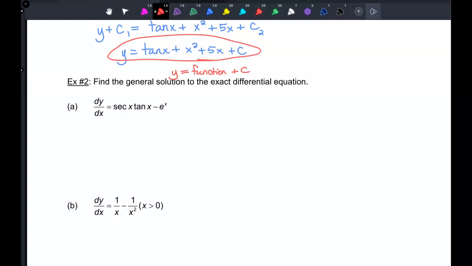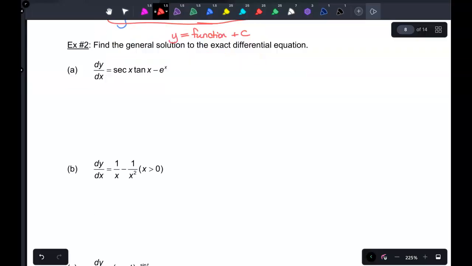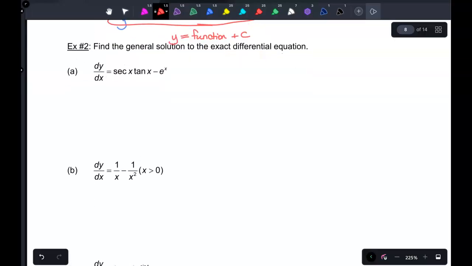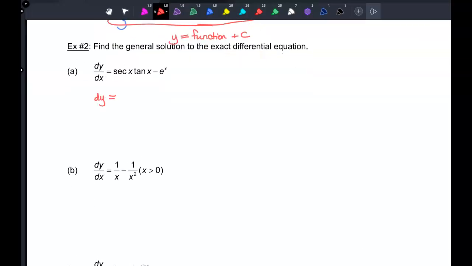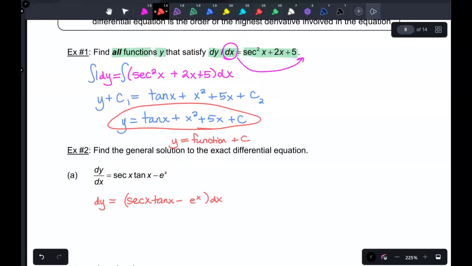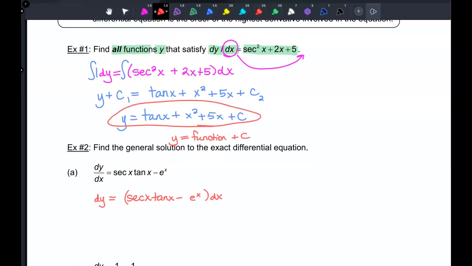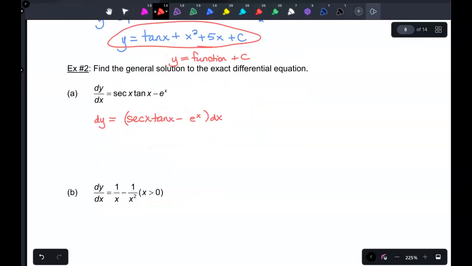What's the difference between this one and the last one? Why are they different, like general solution versus all functions? I just want you to get used to the different vocabulary. It's the same thing. Sometimes I'll ask for find all functions y that satisfy that differential equation. Sometimes I'll say find the general solution. I just want you to know they mean the same thing, so you should be used to the different terminology.